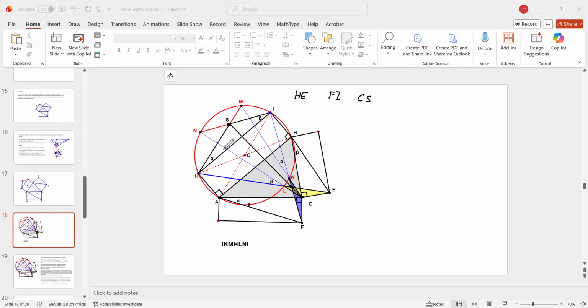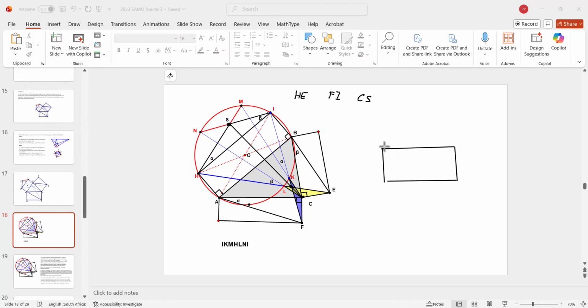Now, is it a circle which contains H and I? Well, HI is a side of a rectangle, and any rectangle is cyclic. Any rectangle. Because the opposite angles are supplementary. So every rectangle is cyclic.